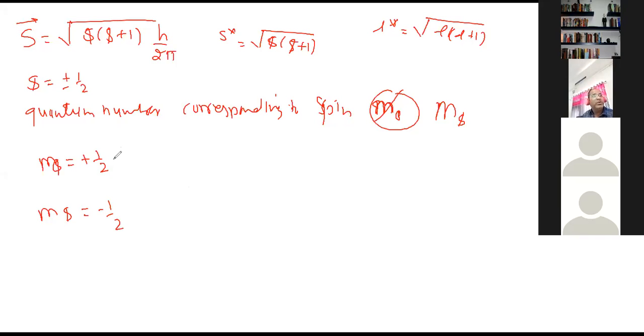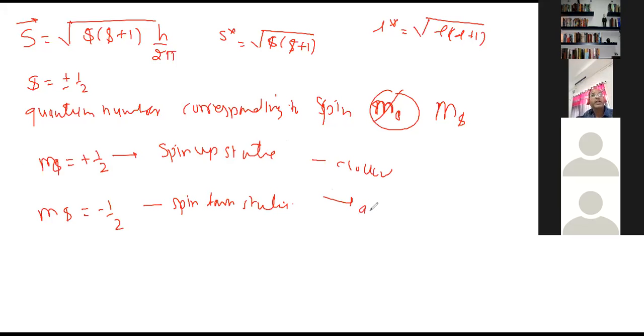Okay, so plus half means what? It is spin up state. Plus half means spin up state. Is it right? And minus half means what? Spin down state. Means one will be clockwise and another will be anti-clockwise. Spin up state and spin down state means up state or down state.